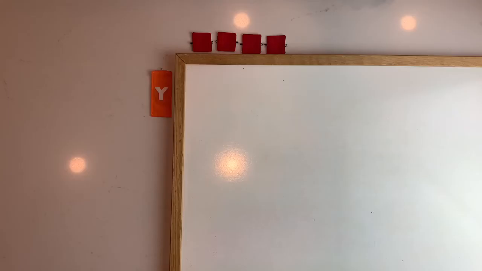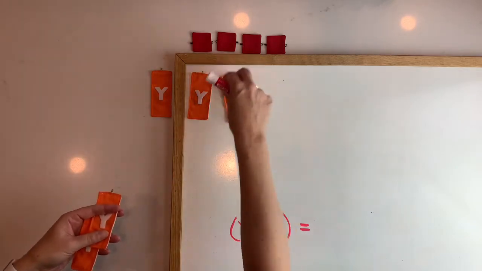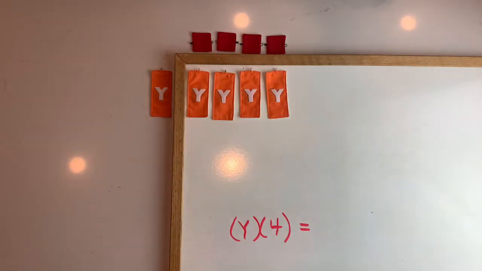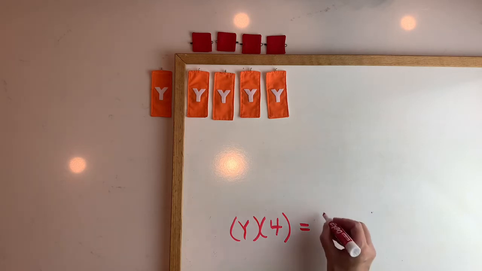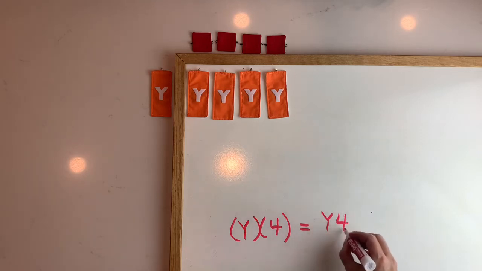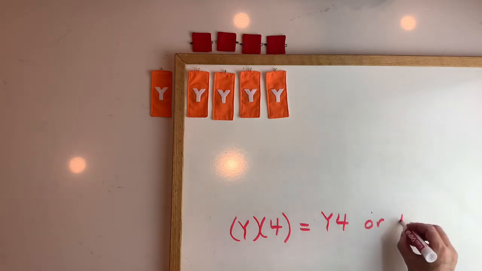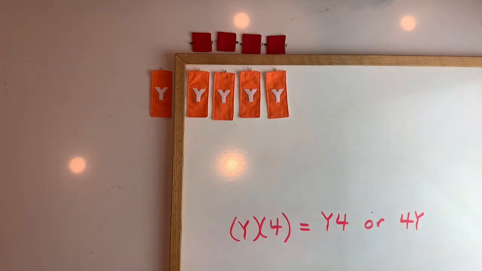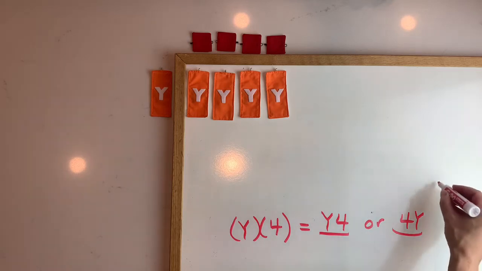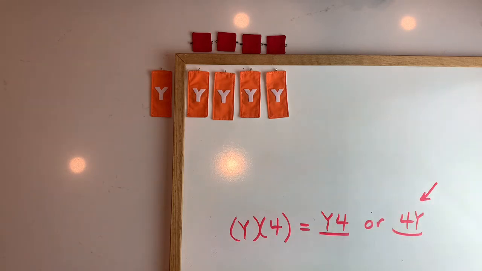What about y times 4? That gives us y4 or 4y. The order of the variable and the constant doesn't matter when we're multiplying, but this is our more standard form in the way we normally write it.